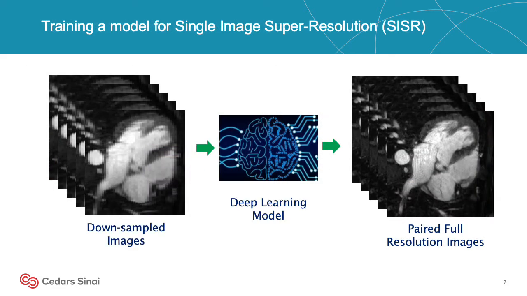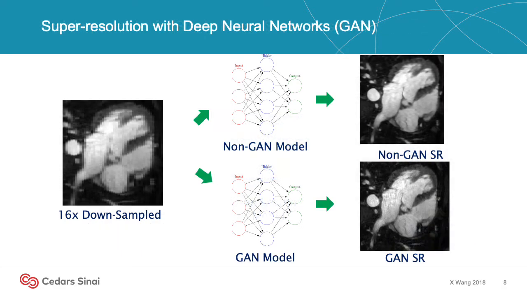But how can we improve the resolution of the fast MRA? One technique is called single image super resolution, which makes use of state-of-the-art AI models to convert low-resolution images into high-resolution by training them with low-resolution, high-resolution image pairs. By adding generative adversarial networks, aka GAN, we can further improve the image quality of an SR image, which has visually indistinguishable fine details, as we can see on the screen.